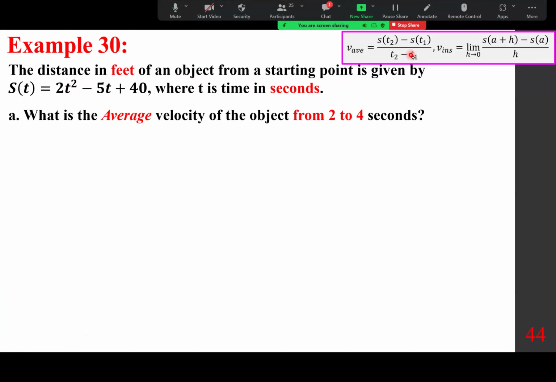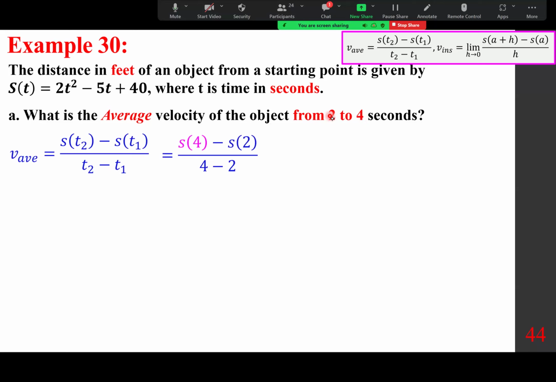If you cover 100 miles over the course of 2 hours, you get 50 miles per hour. That's the idea. So s of t2 minus s of t1 over t2 minus t1. And that means s of 4 minus s of 2 over 4 minus 2. This is elementary algebra. Plug in 4, plug in 2, evaluate it. So when we plug in 4, we get 2 times 4 squared minus 5 times 4 plus 40. Minus, when we plug in 2, we get 2 times 2 squared minus 5 times 2 plus 40.